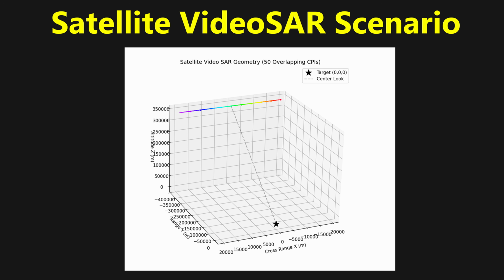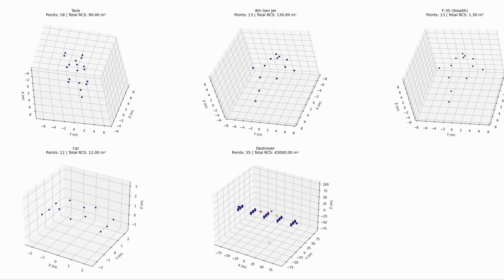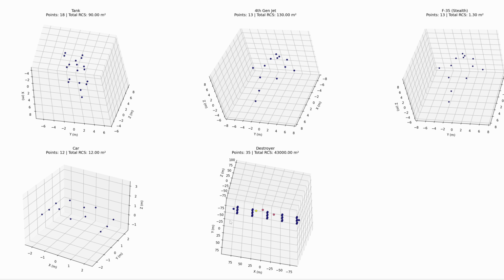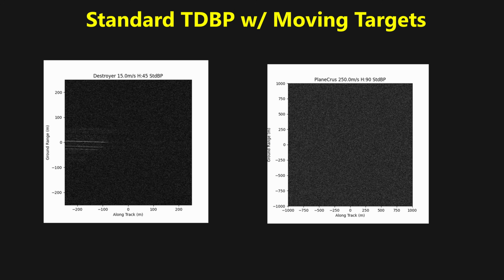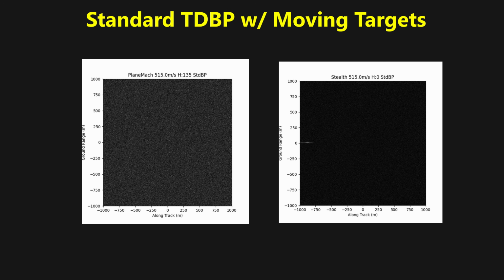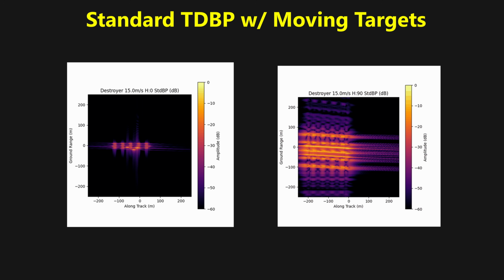We will start with the same satellite scenario, but this time in spotlight mode. We will have the destroyer moving in the same directions, and I am also adding a fighter jet at cruising speed and at Mach 1.5, and a stealth fighter jet as well. When we first generate these videos, the artifacts are so severe that in many cases, you cannot see the signal of the targets above the noise. So I will be turning off noise and changing to decibel view to show what they look like.